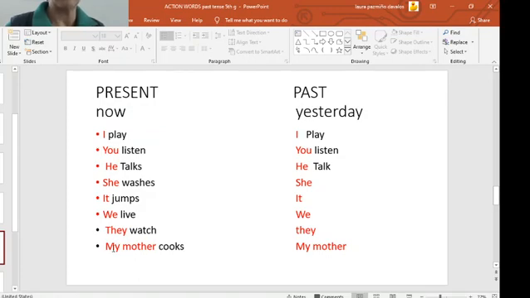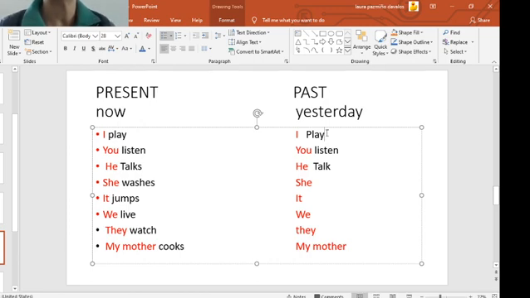Tenemos un noun. Y a veces no quiero poner un noun. Instead of my mother, ¿cuál sería? ¿Qué pronombre le reemplaza a my mother? She. Entonces voy a poner my mother cooks. Ok. ¿Qué hacemos para hablar sobre yesterday? ¿Cuál es la regla para convertir el verbo en the past tense form? Only regular verbs. ¿Qué aumento? Ed. Easy, ¿no?